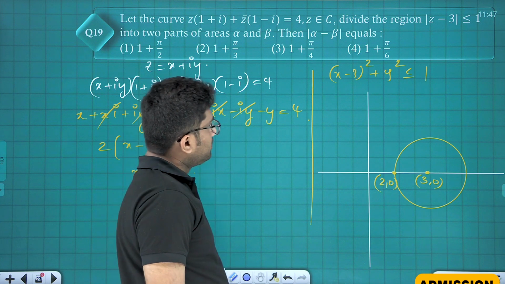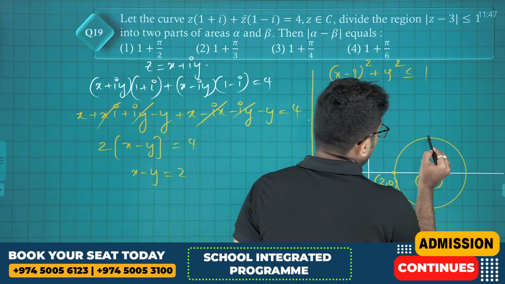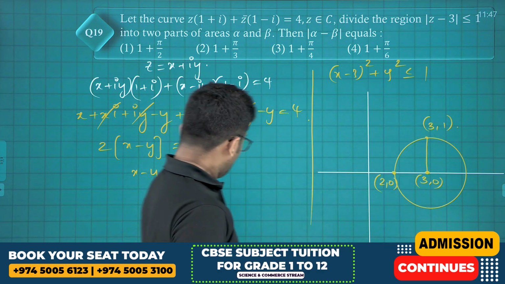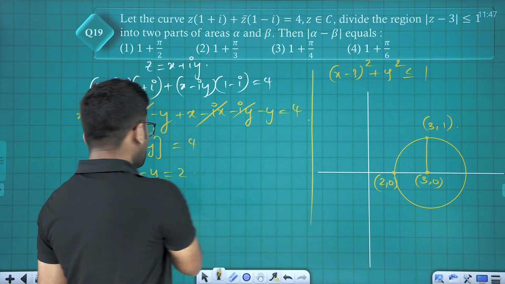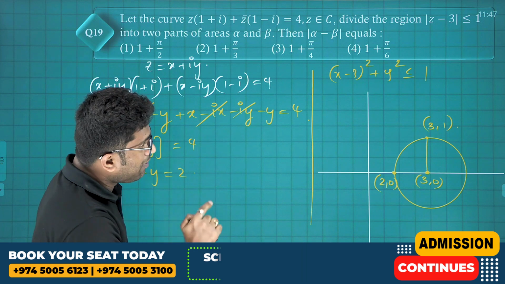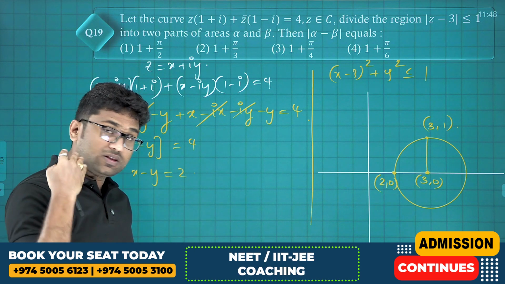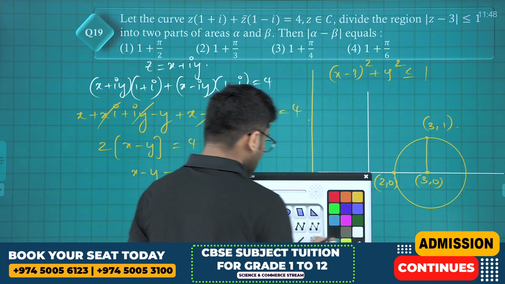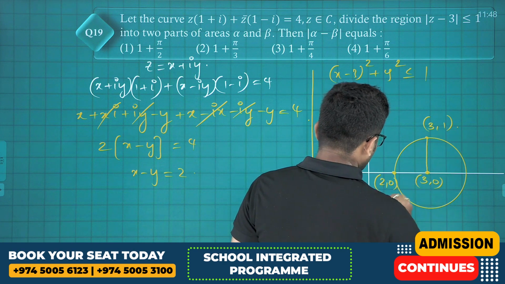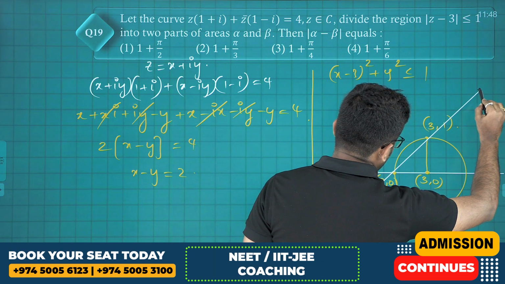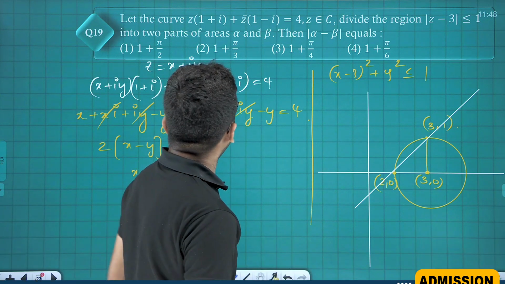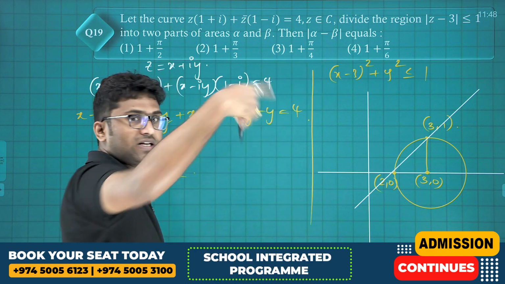Next, radius 1 means for sure this point will also be 3 comma 1 it is. Now clearly 2 comma 0 lies on this. See, put x as 2, y will be 0, and 3 comma 1 also will be x 3, y 1. So even this line passes through these 2 points. Now this line will be passing through these 2 points. Okay, now what they are asking, so this line is dividing the whole circle area into 2 parts.